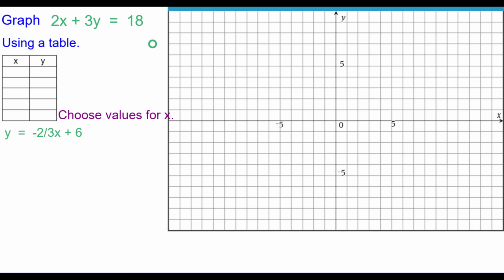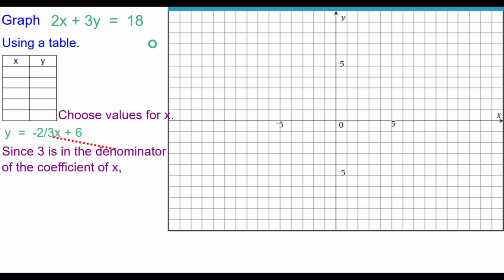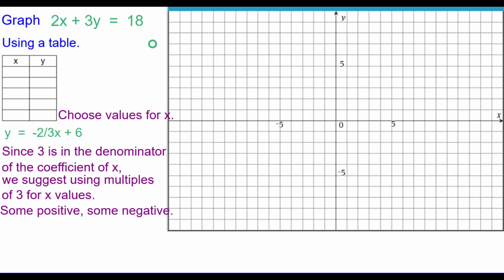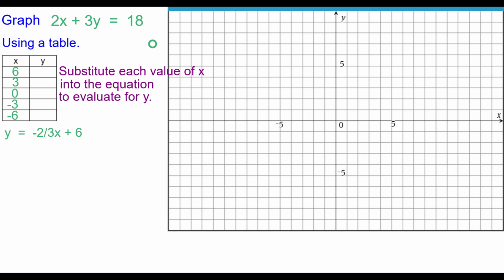So choosing values for x, we decided since 3 is in the denominator of the coefficient of x, we suggest using multiples of 3 for x values. Some positive and some negative. So pause to answer and resume when you're finished. So here are the 5 values that we selected that are all multiples of 3, including 0.